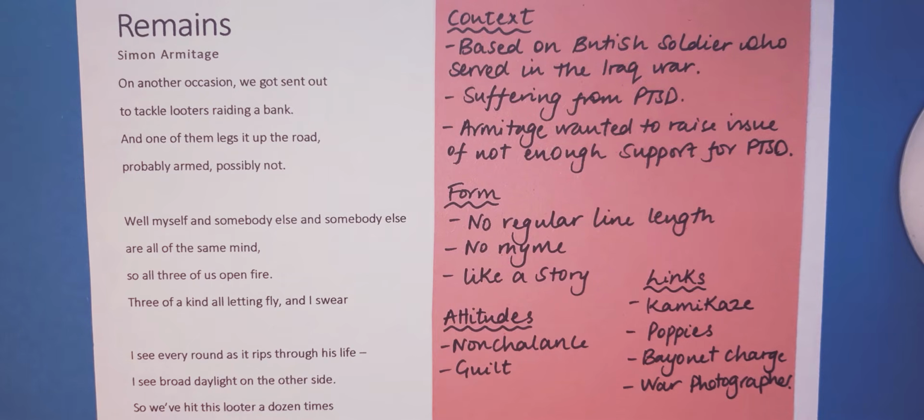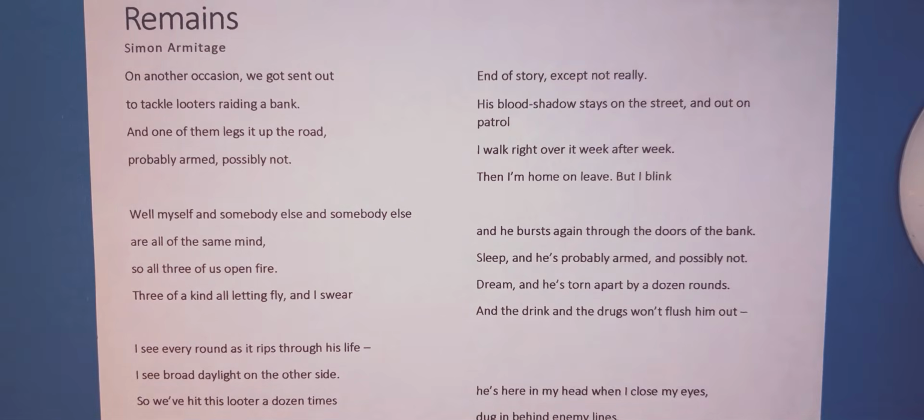So now we're going to go on to actually looking at the poem. But before we start, we just need to understand it. So I'm just going to go through a quick summary of the poem. It's about a group of soldiers who shoot a man who's robbed a bank. And this man's death is described very graphically. And then the soldier recalling the story can't get the man's death out of his head, and he seems to be haunted by it. So that's just a quick overview of the poem.